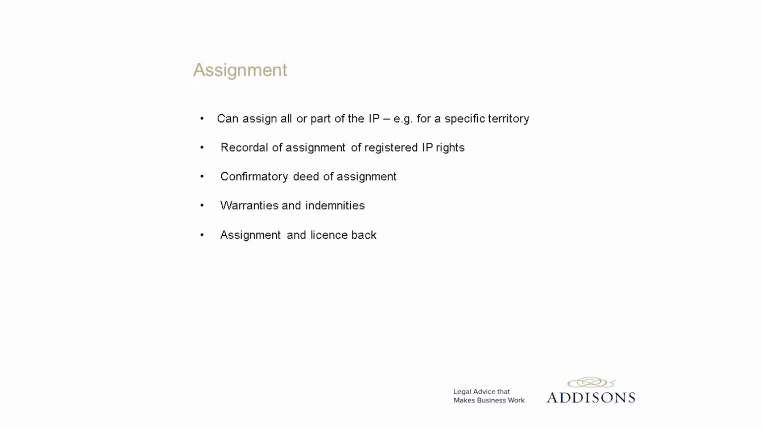Did you want to talk about some of the terms that you would have in an assignment deed? Yeah, so with an assignment deed, one of the key things that you want is for the assignor to warrant that they own the IP. So that's probably the most important thing. You might also try and get an indemnity from them, so that if there's a breach of the warranties that they give you, they indemnify you.